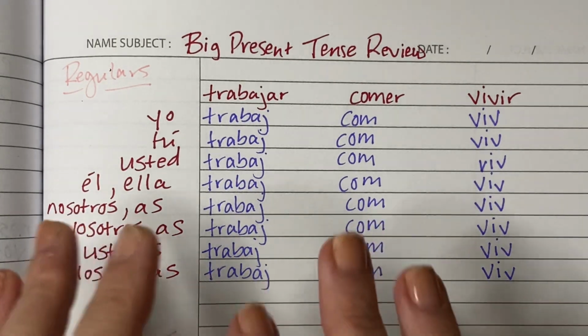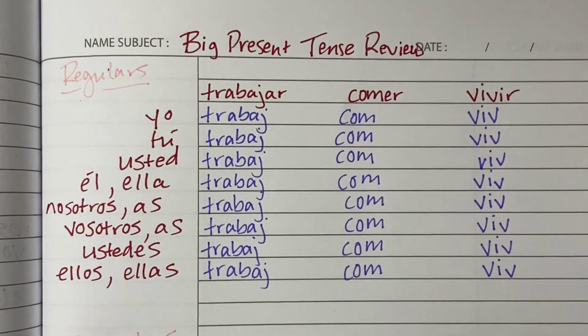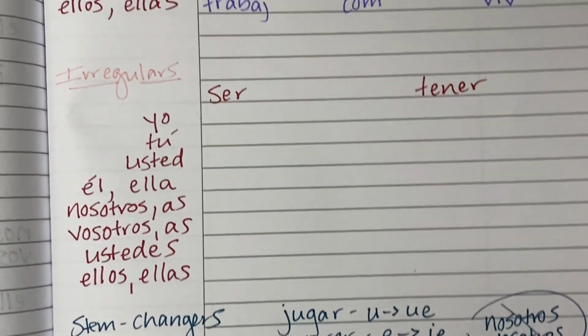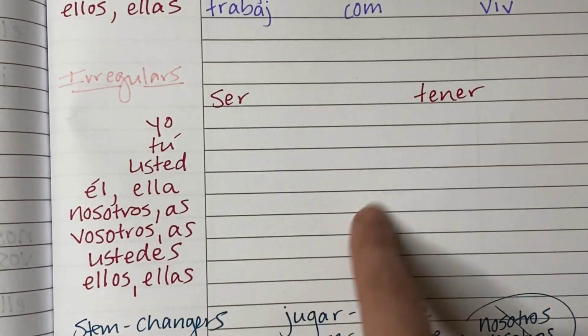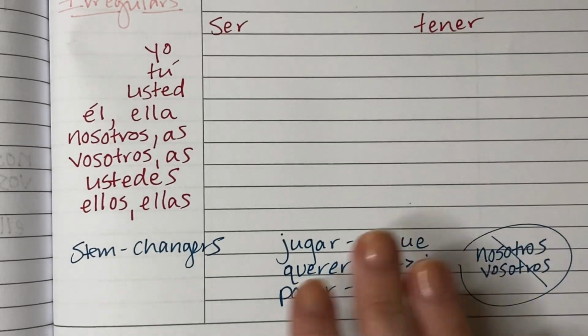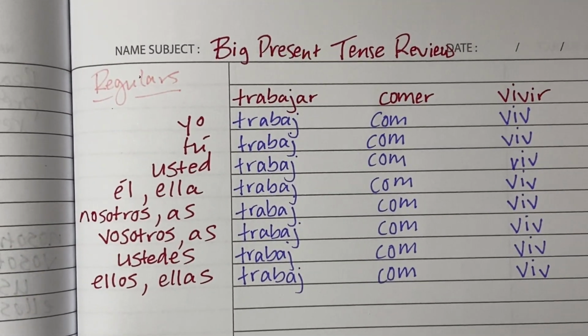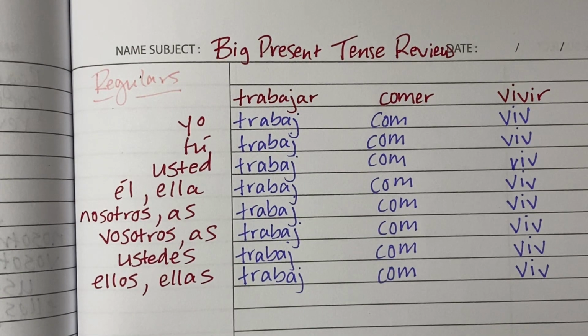Okay. So in this lesson, we are going to review the regular present tense verb endings. We're going to look at a couple of irregular verbs that you see quite a bit, and we are going to briefly talk about stem changers, although that isn't the focus of this lesson. All right, so let's talk about the regular present tense endings.